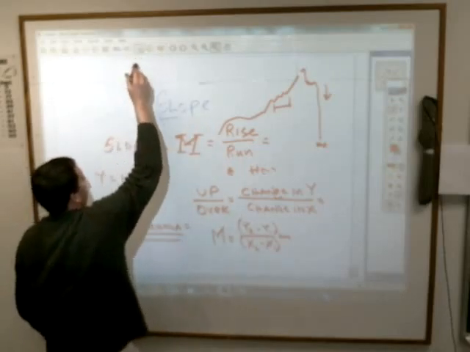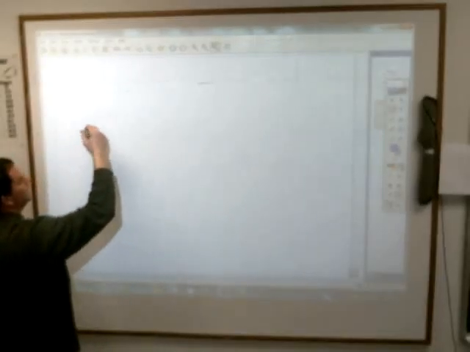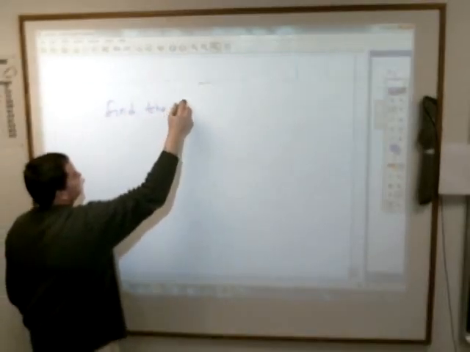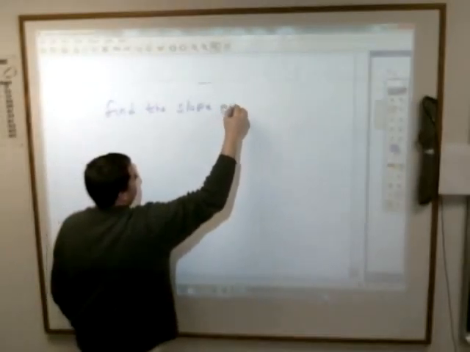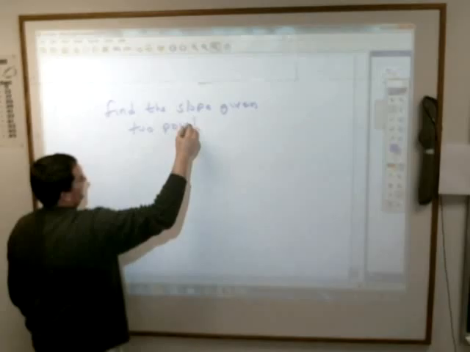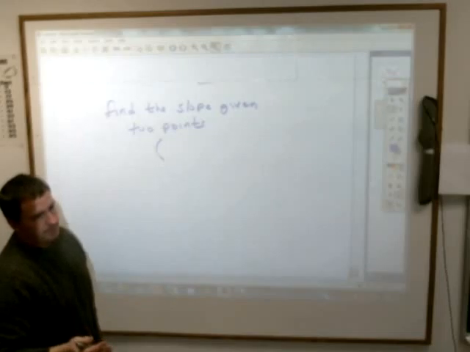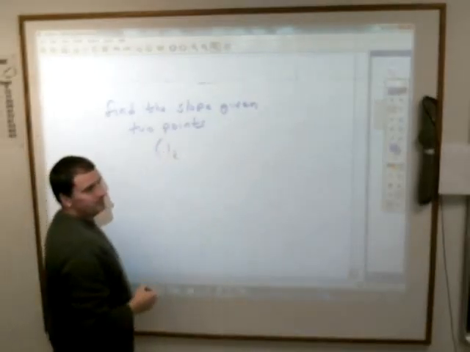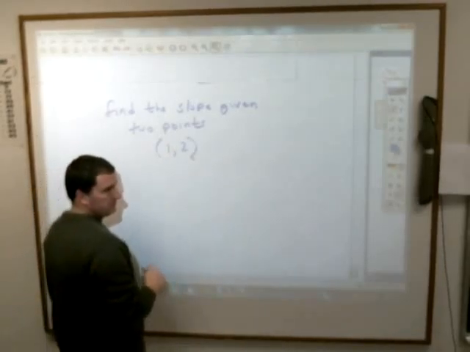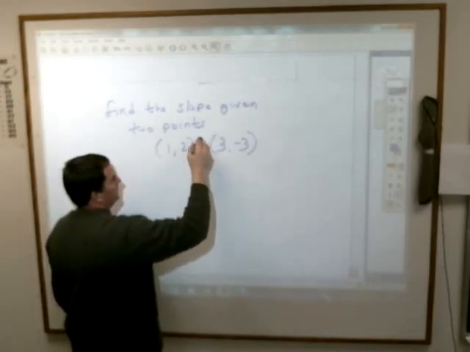I'm going to get a new screen here. In other words, if you were given this, they say to find the slope given these 2 points. And it doesn't matter, you could give me the points. Lucas, give me a point. 1 comma 2. Nick, give me another point. 3 comma negative 3. Those are my 2 points.